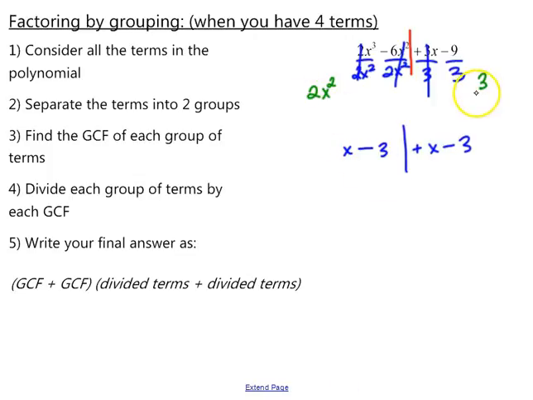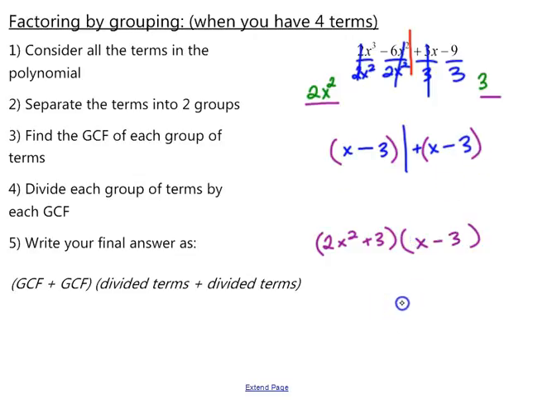If you chose the correct GCFs and you divided carefully, you should have that what's left over from each group is the same on both sides. When that happens, you're going to write your final answer. In the first set of parentheses, you need to put your two GCFs, the 2x squared and the positive 3. And in the other parenthesis, you're going to put the terms that you got after you divided. That should be the same on both sides. And this is your final answer.